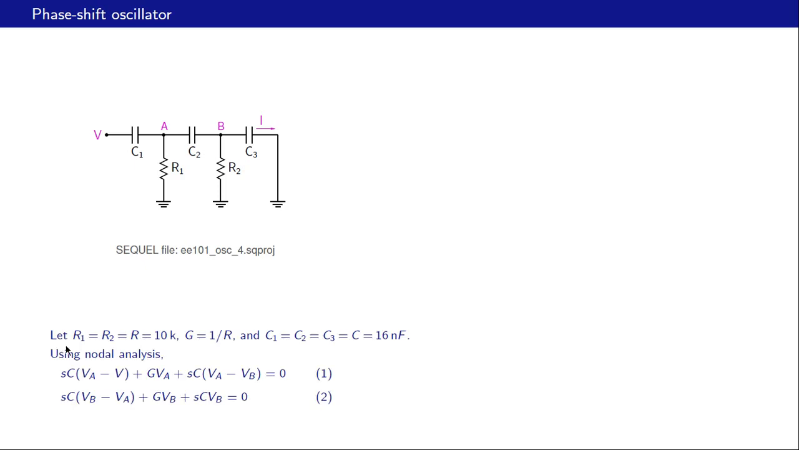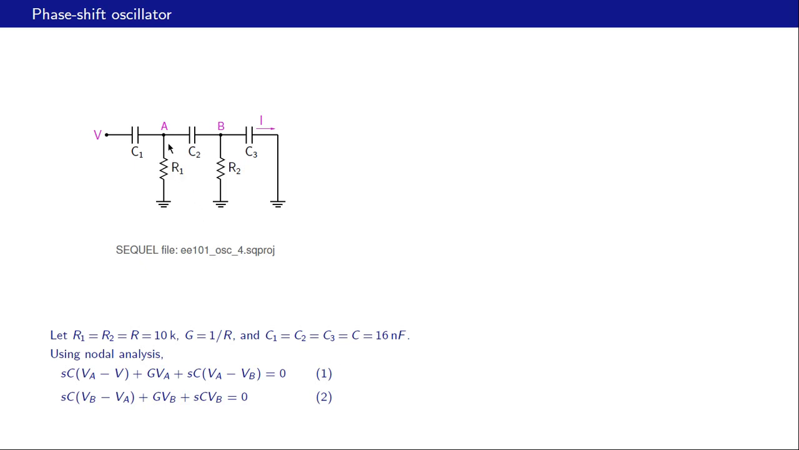We will assume that R1 and R2 are equal, and we will denote that by R, that is 10K in this example, and we will use G to denote 1 by R. That makes our equations a little easier to look at. Also the capacitances C1, C2, C3 are all equal and each one of them is 16 nanofarads. Alright, so to get I by V, let us use nodal analysis.